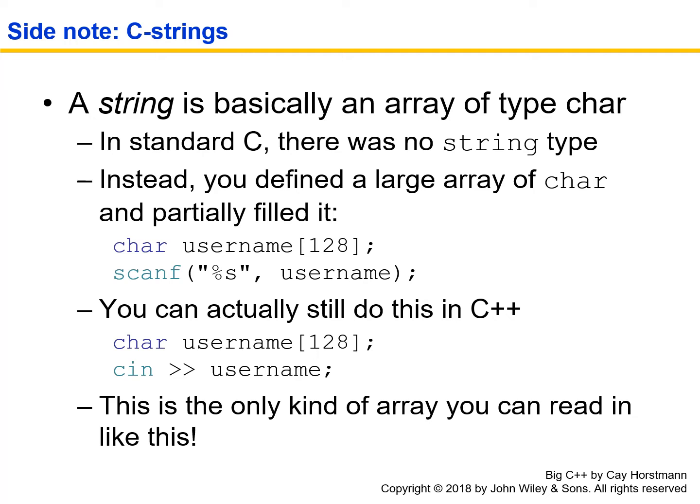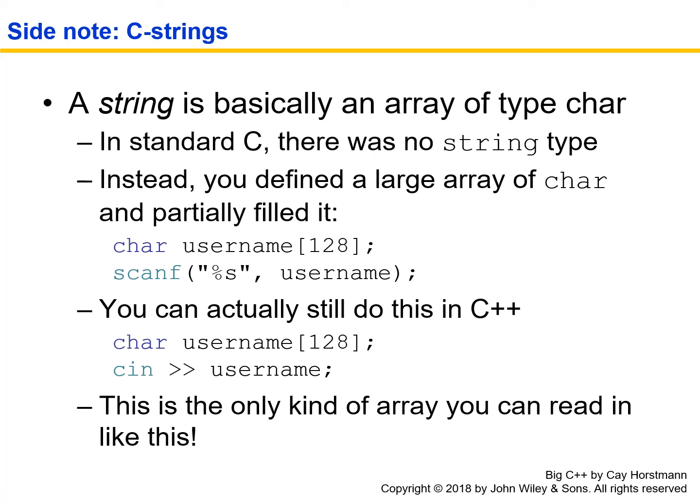Okay, a side note that's not in your textbook but is really worth knowing here. A string is basically an array of type character. In standard C, there was no string type. Because strings, as they're defined in C++, are an object. They're a special kind of data structure that needs to know some information about itself. So strings are able to manage how many characters they have, and they're able to let you add to them and subtract from them and things like that. Those capabilities, object-oriented programming, was not built into standard C. It's still not built into standard C.